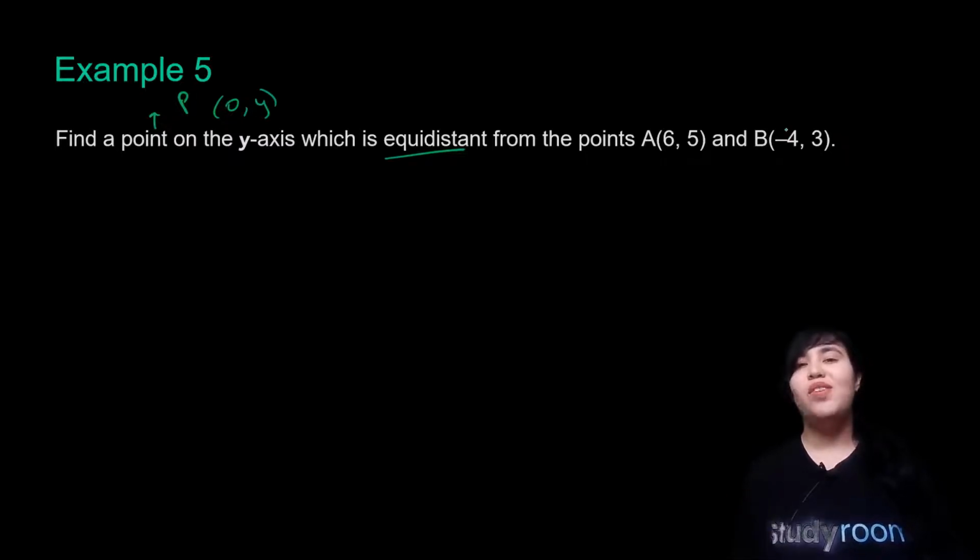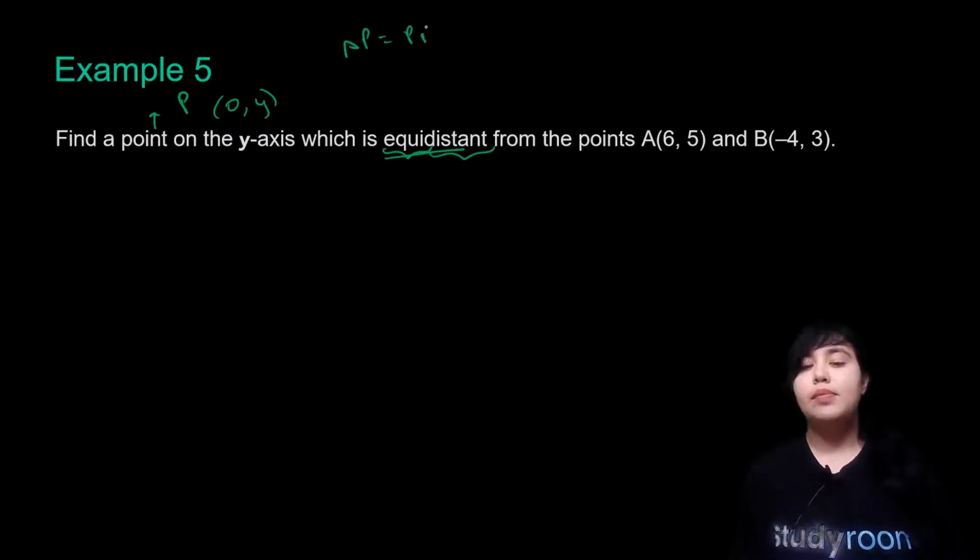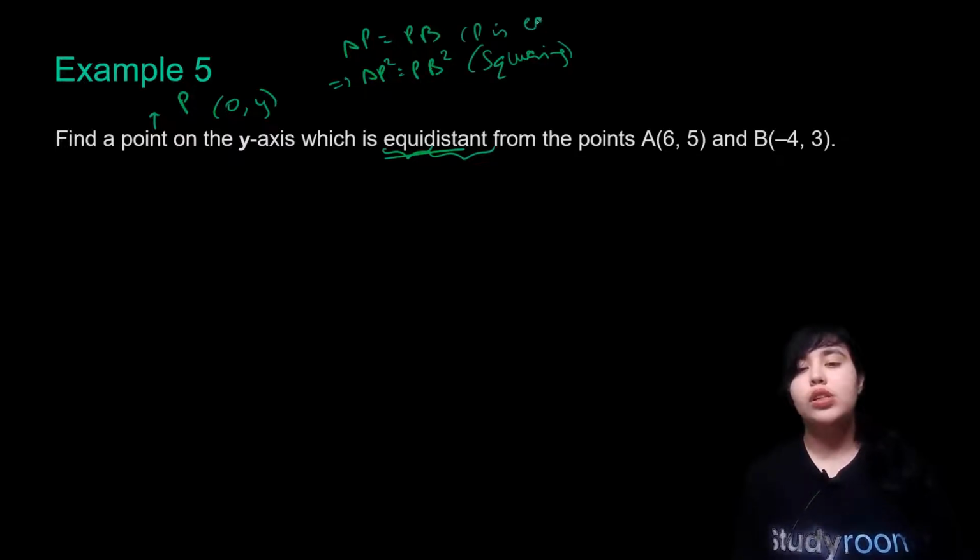Now who will tell me what is equidistant? Equidistant comes from equal distances. That means AP and PB are going to be equal. Alright. So then you do squaring on both sides. You will get AP square is equal to PB square. Okay. So here we've done squaring. And here you can say that P is equidistant from A and B.